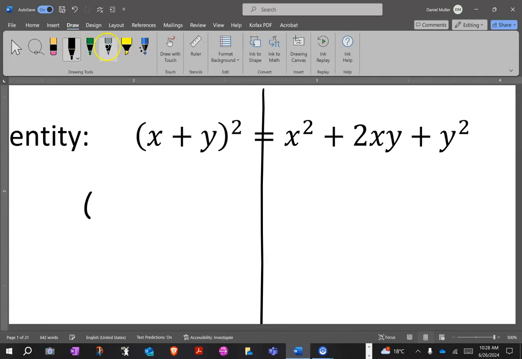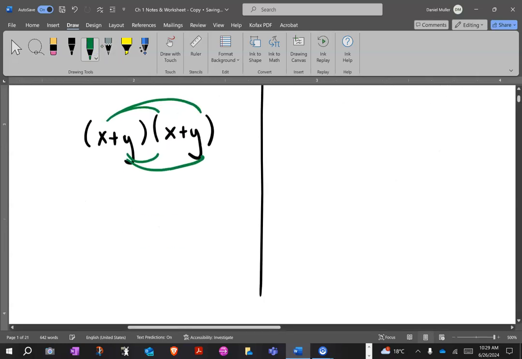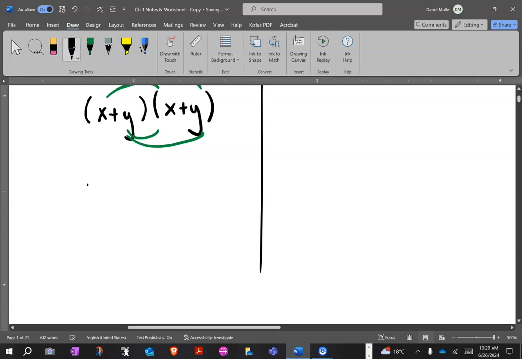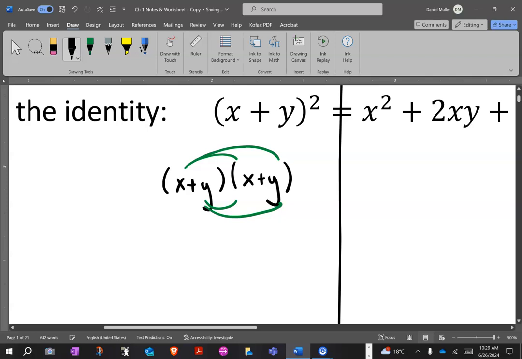So I'm going to go, squared means times itself. So I'm going to write x plus y, and I'm going to write it twice, timesing itself. And then I'm going to multiply it in. So x times x is x squared. And then x times y is an xy. And then y times x is another xy. And y times y is y squared.